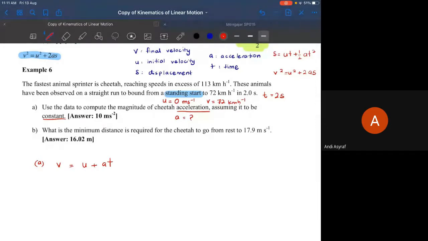So apparently our V is not in SI unit lah. So it's in kilometer per hour. So we need to change it to meter per second. Okay. So change lah. Change.